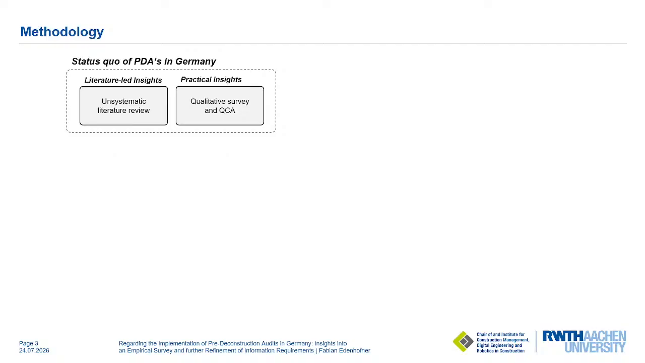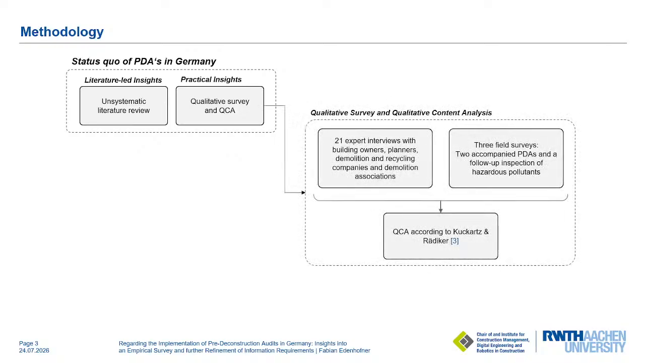We also accompanied that with practical insights, which we gathered through 21 expert interviews with a variety of stakeholders and also 3 accompanied field surveys. So we accompanied 2 PDAs and also a follow-up inspection of hazardous pollutants. Based on that, we did a qualitative content analysis according to Kuckartz and Rädiker. In this qualitative survey, we already noticed a lot of the experts saying that they are not so happy with the DIN SPEC 91484, even though it's kind of the standard. It's not a real standard, it's just a DIN SPEC, but it's commonly, widely used in Germany, apparently.